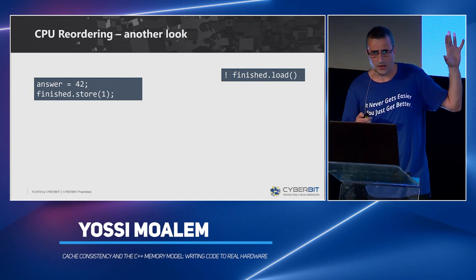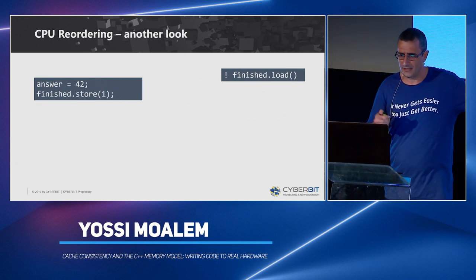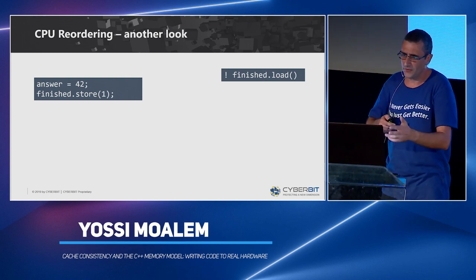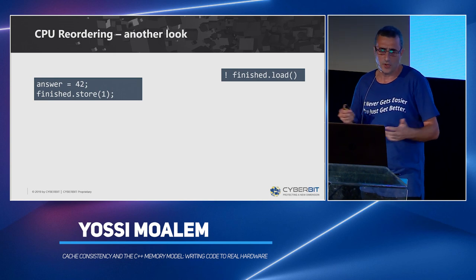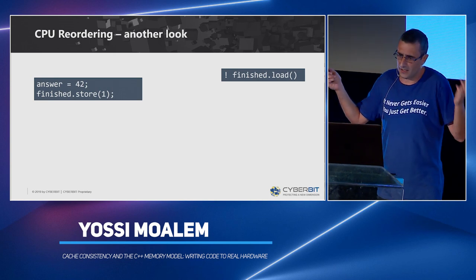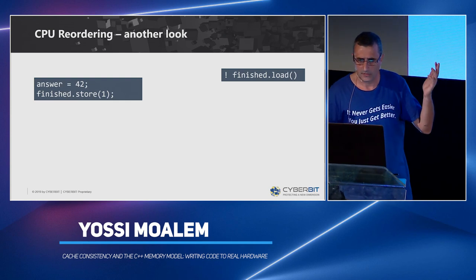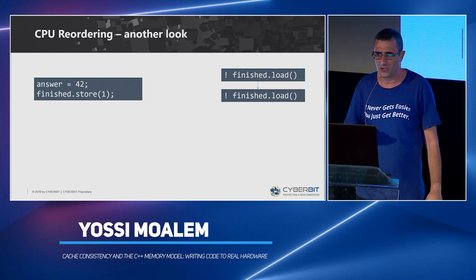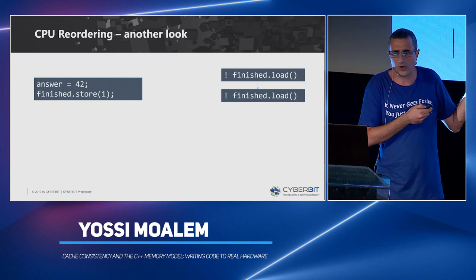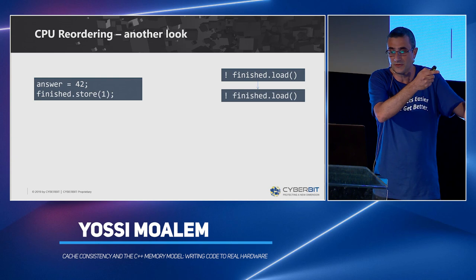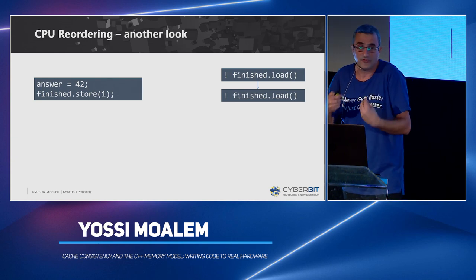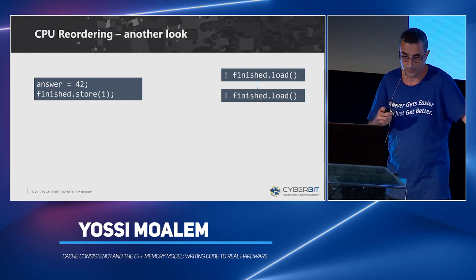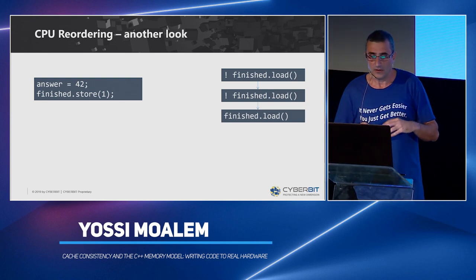Let's just look at it in a different way. I have now one thread doing this, one core doing the left side, and one core doing the right side. So the first time that we execute the loop, it's false. We see that finished is not flagged. Maybe the core did not execute it yet. So we go for another iteration. Maybe now the core marked finished as store, but this core still does not see it. The fact that we use atomics does not mean that we'll see it instantly. We now see it.